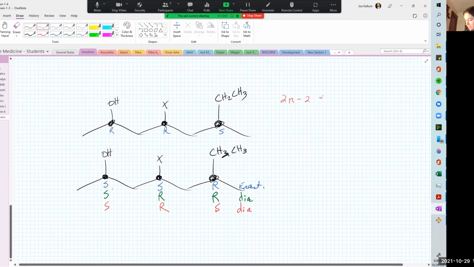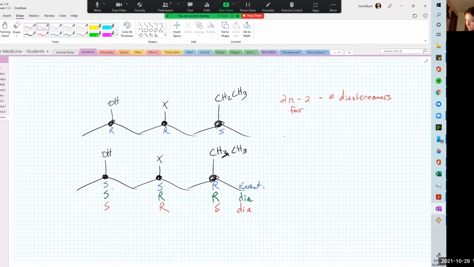Okay. Right. Why the minus 2? Because you're subtracting this case where all of them are the same. That would be minus 1. And where they're all opposite, that would be minus 2. Right.